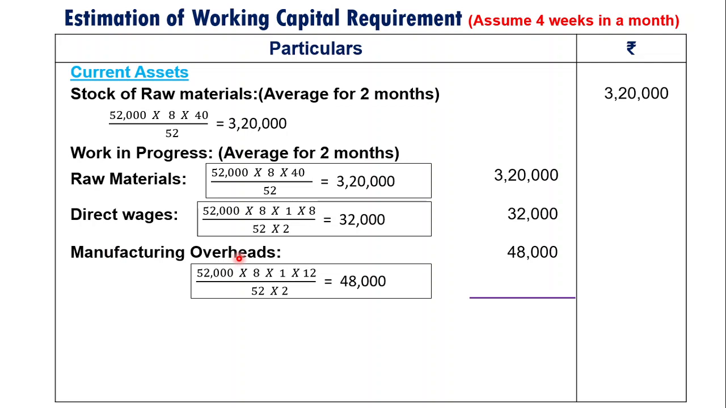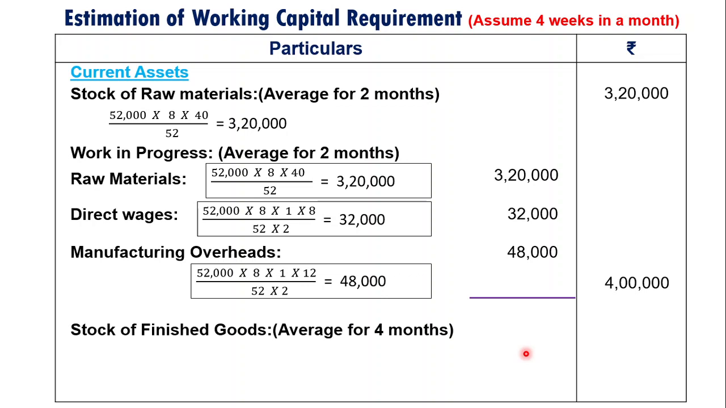One more overhead is also given in the illustration, that is selling overhead, but selling overhead will not come under the category of work in progress. Only production overhead or manufacturing overhead or factory overhead should be taken under the head of work in progress. So that's why here we are not going to write any selling overhead under the head of work in progress. Now all these 3 components total rupees 4 lakhs, recorded in the outer column. Next item of current assets, stock of finished goods.